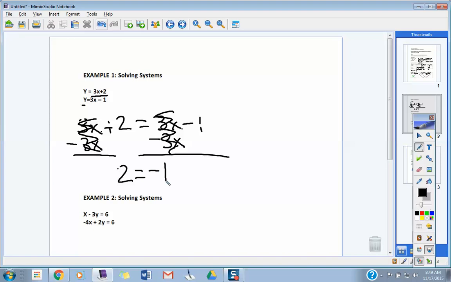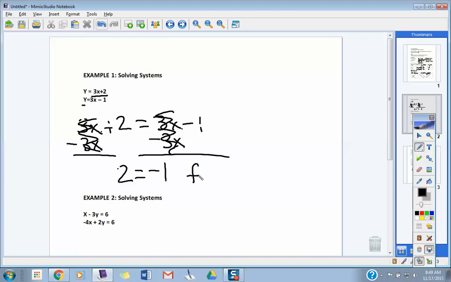If the variables fall out, something weird is happening. And when something weird happens, we may get a solution, we may not get a solution. Talk to me about the validity of that statement. 2 equals negative 1. True or false? It's very false, isn't it? Very false. If you ever end up with a situation where variables completely drop out, you end up with a comparison. One number on the left, one number on the right, and that comparison would be false.